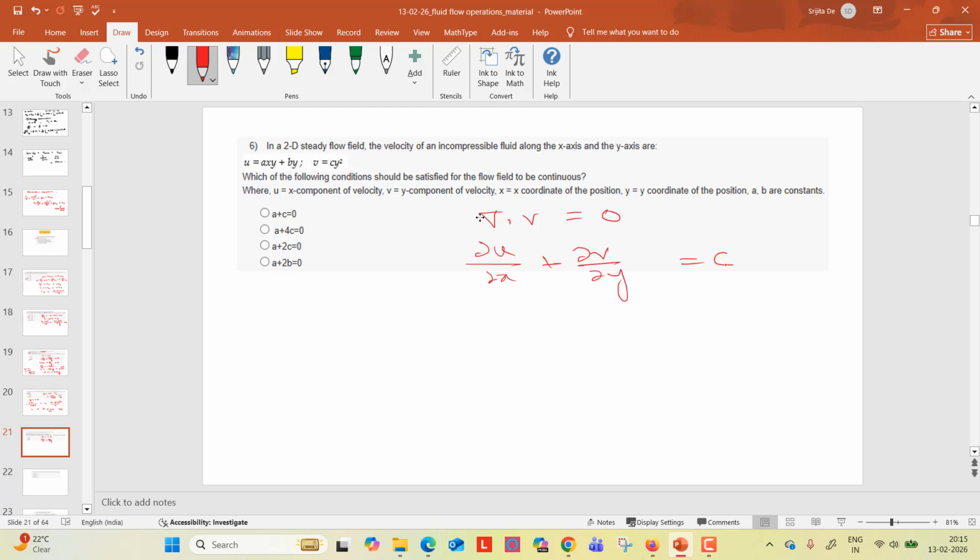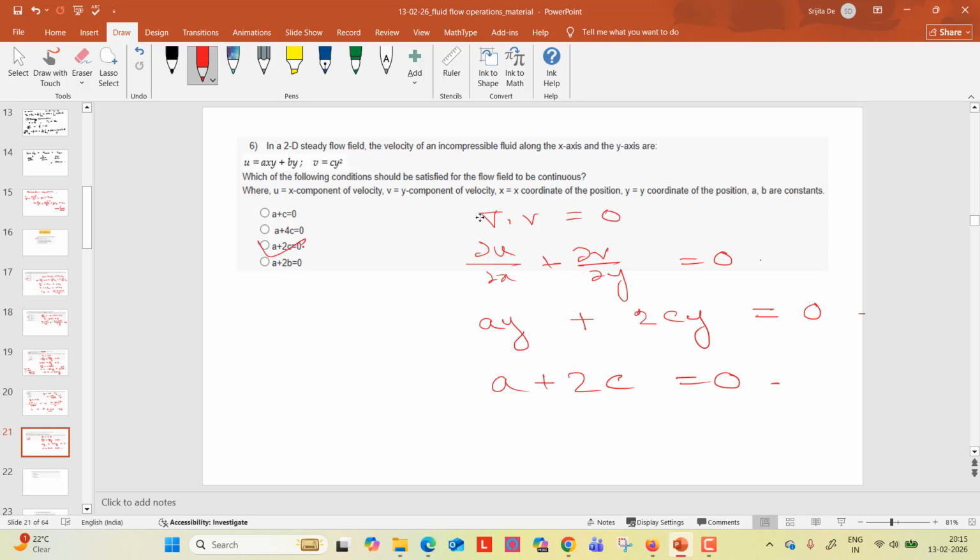So del U by del X is A Y, and del V by del Y, if you differentiate it, will be 2cY, right? A Y plus 2cY equals 0. So it will be A plus 2c equals 0. So option 3.